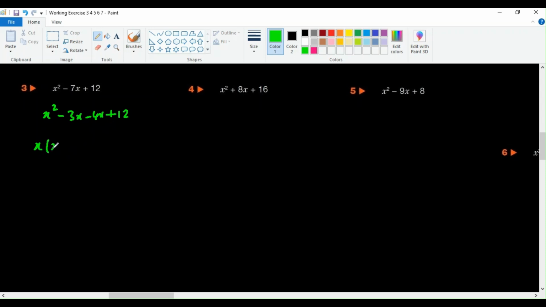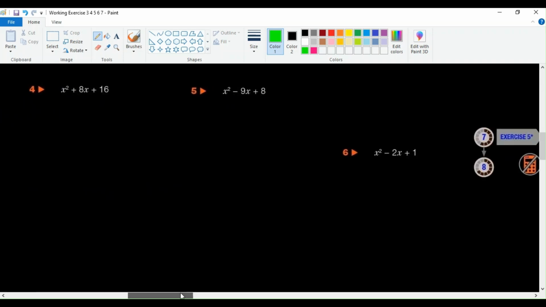So x is common, x minus 3 in the first bracket. Copy down this bracket once again and look at the third one, it is minus 4x and we already have x. So I will write minus 4 here. X minus 4 and x minus 3 are two factors for this question. Now comes question number 4.